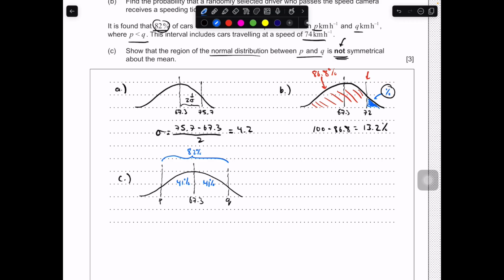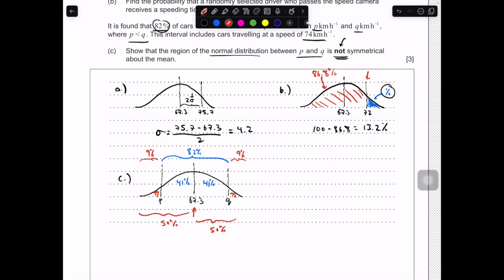If there's 82, then between this and this, actually let's even use different colors, between this and this must be the remaining 18%, which means that 9% must be here and 9% must be here. Right, this must be 9%, this must be 9%. If this is the mean, which divides 50% and 50%, right?